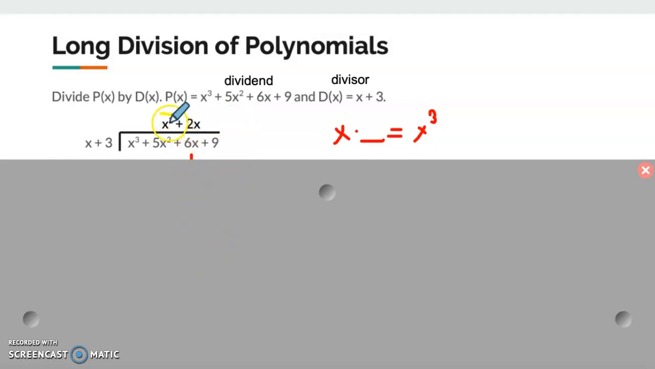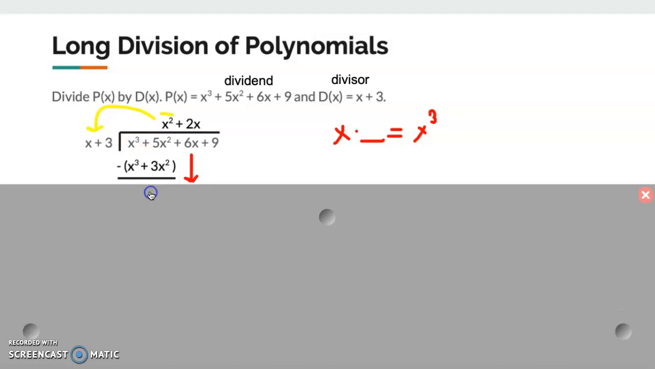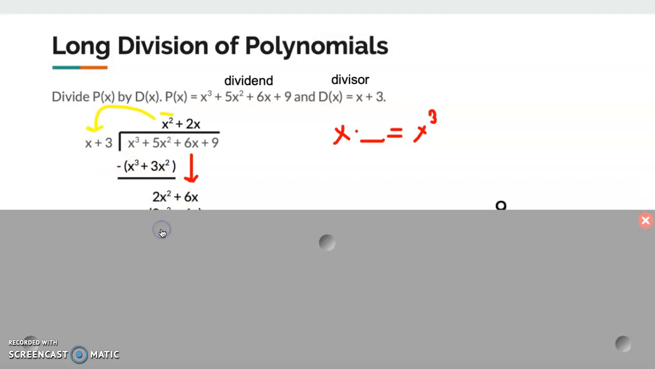Once we put a number in the quotient, I go ahead and multiply it by both terms of my divisor. So x squared times x gives me x cubed, x squared times 3 gives me 3x squared. Parentheses, subtract. Why it's really important to put parentheses is because I need to remember to subtract: x cubed minus x cubed and 5x squared minus 3x squared gives me a positive 2x squared. Once we subtract, just like when we divide rational numbers, I need to bring down.